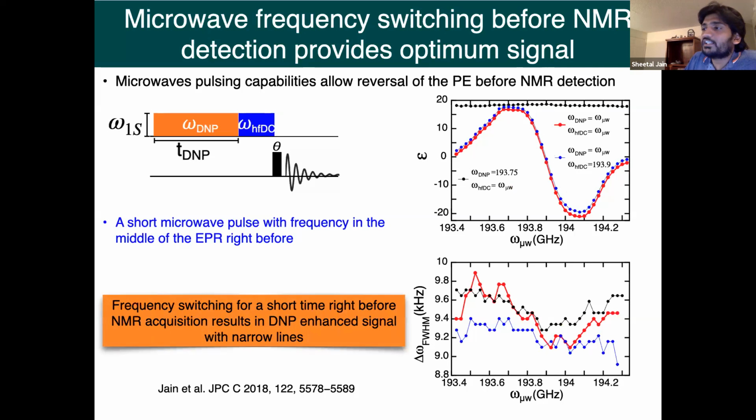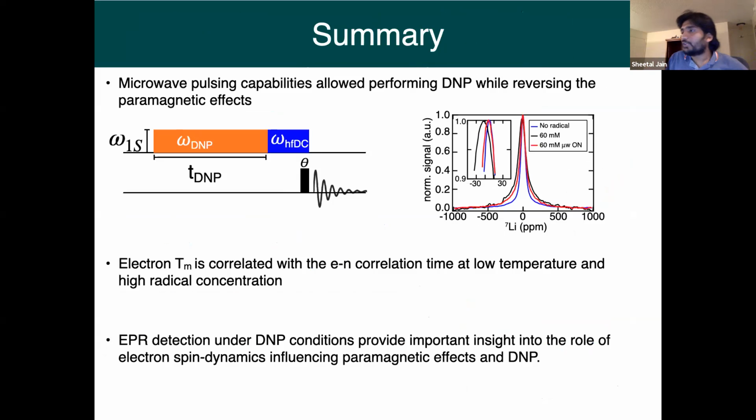So the basic idea here is that by these frequency switching capabilities, we can get narrow lines without compromising on the DNP enhancement. With that, I would like to summarize that these pulsing capabilities allowed us to get some insight into the paramagnetic effects, and the implication of that is recording DNP enhanced NMR signal with reversal of the paramagnetic effects, which leads to line narrowing in the NMR signal.